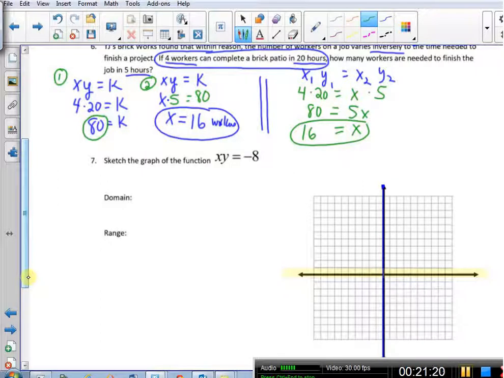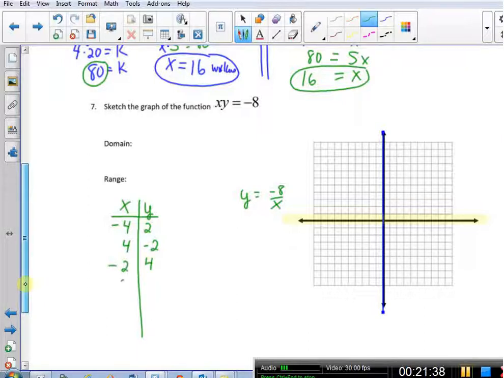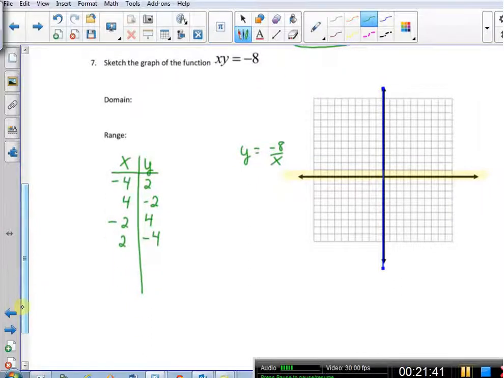Sketch the graph of the function xy equals -8. So I don't need my calculator, but if you do, you could do y equals -8 over x. I can just plug in -4 and 2 and know those multiply to -8. I could do +4, -2. I can do -2, +4, +2, -4. I can do a whole bunch. 8 and -1, -8 and 1, 1 and -8, -1 and 8. So I'm using the easy ones. So 1, 2, 3, 4, 1, 2, over 2, 1, 2, 3, 4.